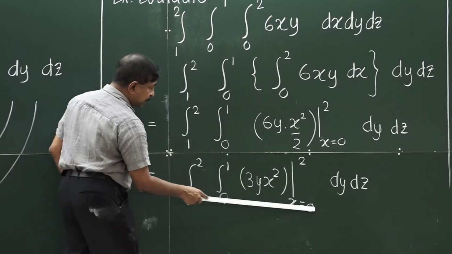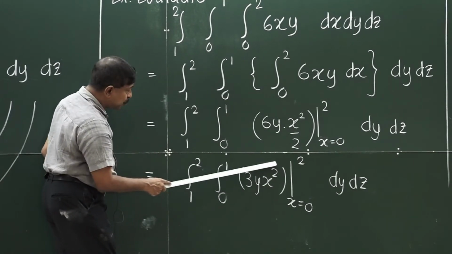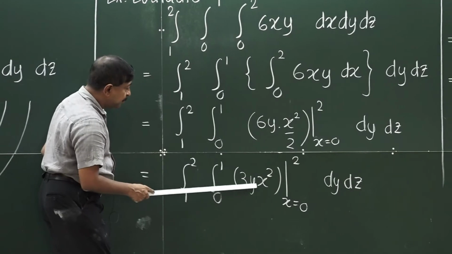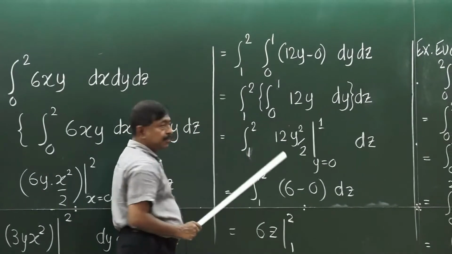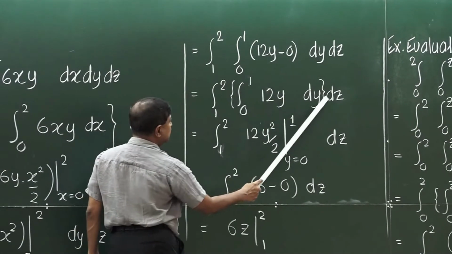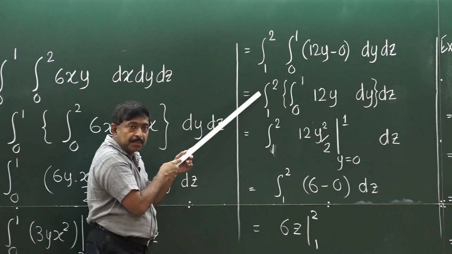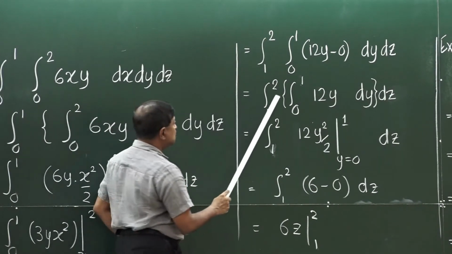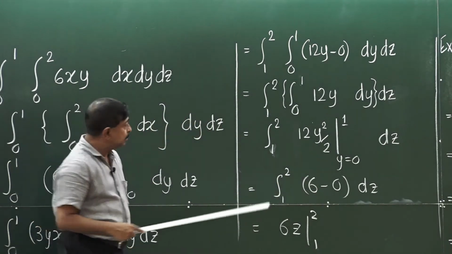Therefore, x is equal to 0, and here it is 2. So, if you plug in 2, 2 squared is 4, 4 times 3 is 12, 12y minus 0. After that, you can simplify this. Now, you are in the next level. Now, this is something that we are familiar with. Now, this is a double integral. Again, you introduce a pair of braces just to make it a little simpler.